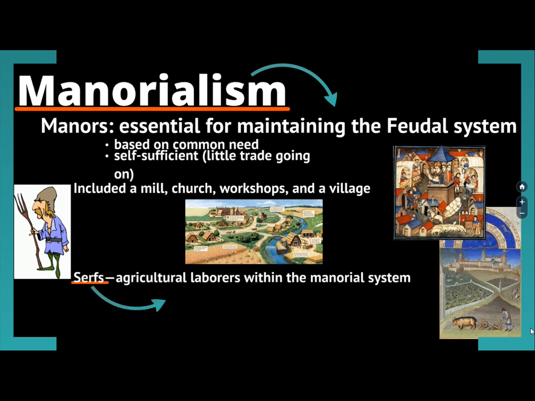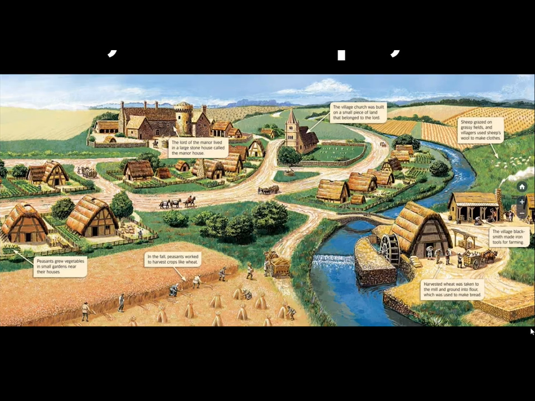Now, serfs are agricultural laborers within the manorial system. They exchanged labor for access to land. Now, I think this image was in the previous video, but it was super blurry. Now you can see in greater detail the Lord's manor, you can see the church, you can see the sheep grazing, all the information.